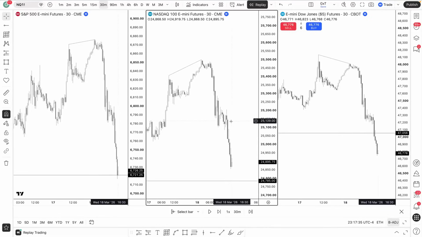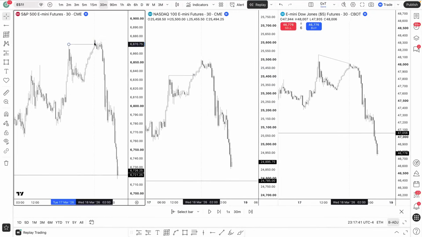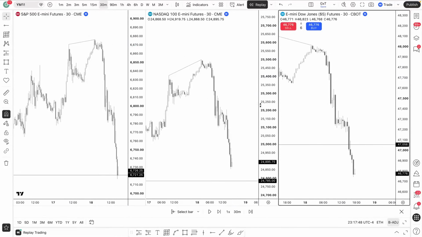You can see that when NQ is the strongest, as you see it took the high, it also just closed, or it hit this high a lot sooner rather than ES. You can see that, right? And then of course, if NQ is the strongest, YM is the weakest. And you can see that, right?